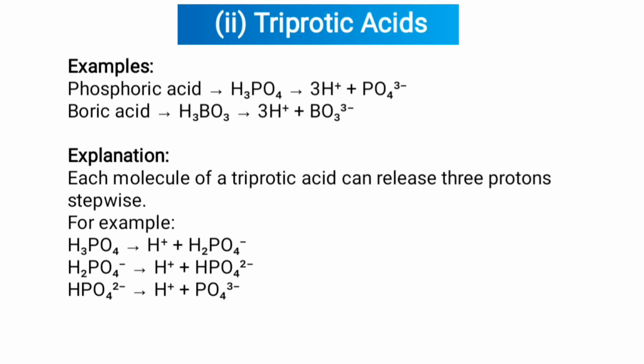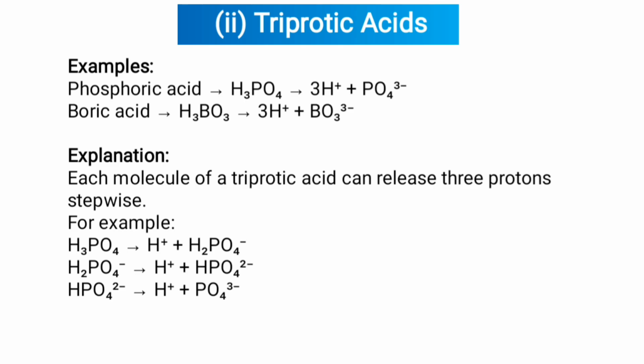Second one, triprotic acids. Example: phosphoric acid, mean H3PO4, gives 3 H plus ions plus PO4 3 negative ion. Boric acid, H3BO3, gives 3 H plus ions plus BO3 3 negative ion.